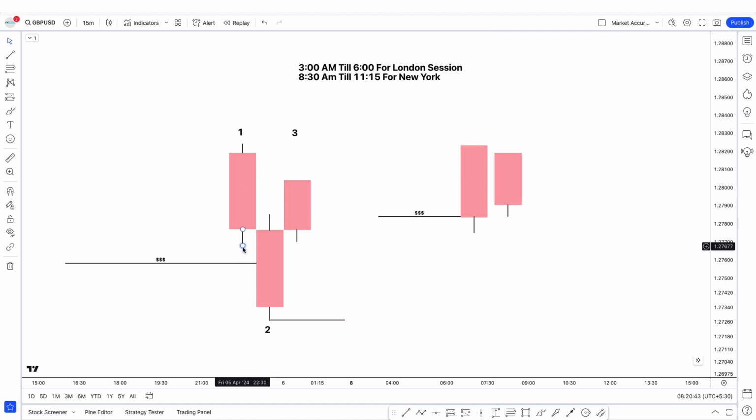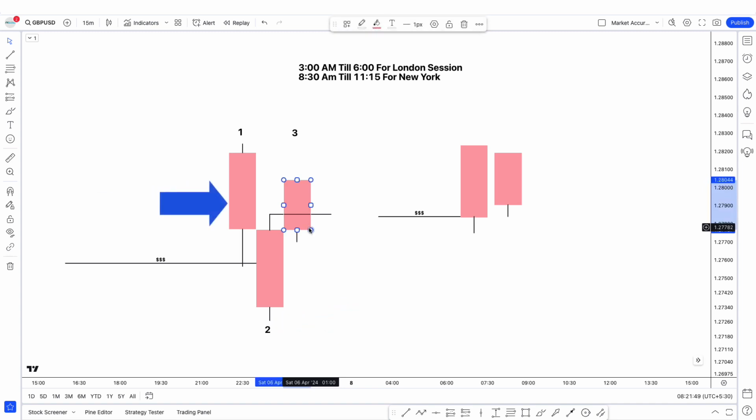You have liquidity, the first candle closes, the second candle closes, and the third candle closes. The first and the third candle must not break the low of the second candle. We're talking about a buy example. That's why I'm saying it should not break the low of the second candle. If you were looking for a short position, we would not like to see the first and the third candle break the high.